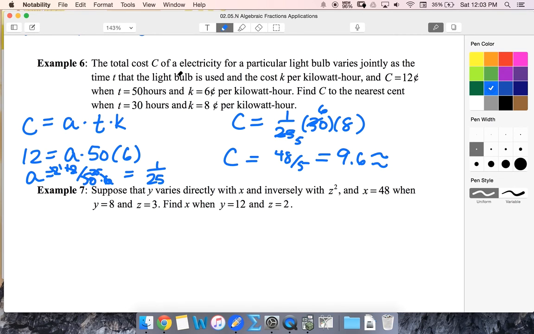In this case, we're thinking cost of electricity. Definitely, if it's cost, the people charging you are always going to round up. Also, this 0.6 tells us to round up, so that's approximately 10 cents to the nearest cent.